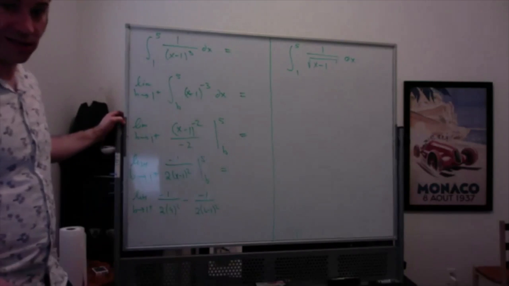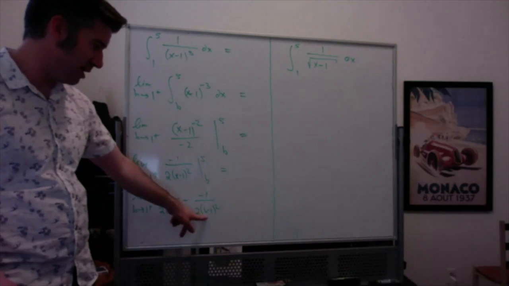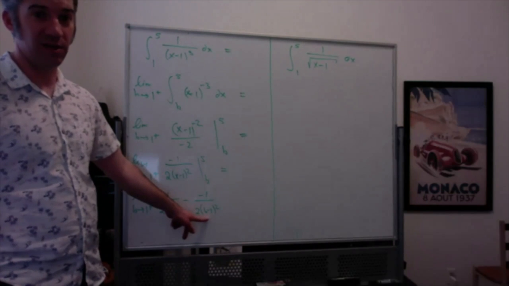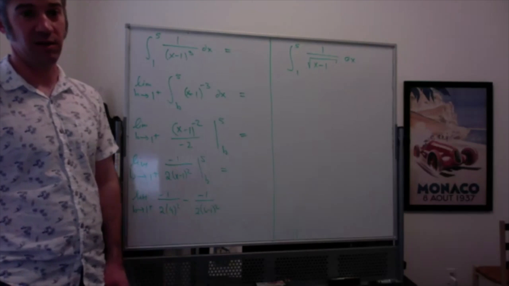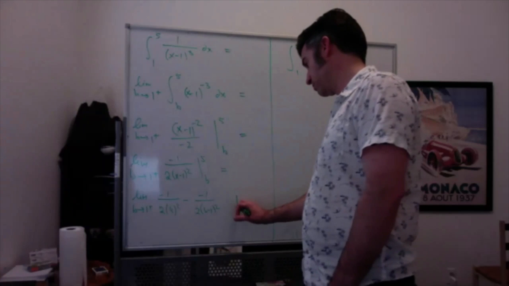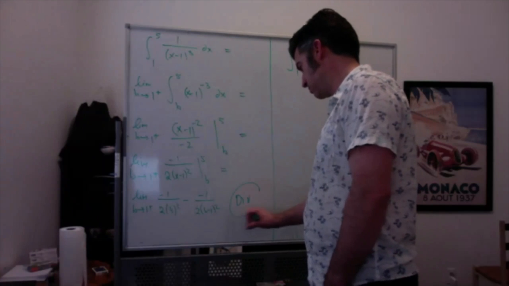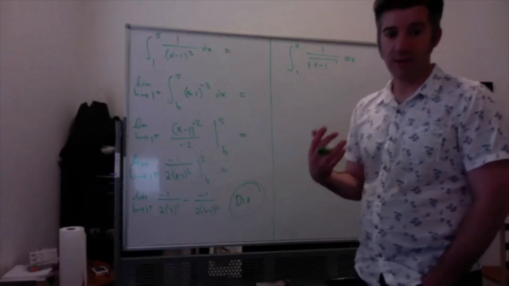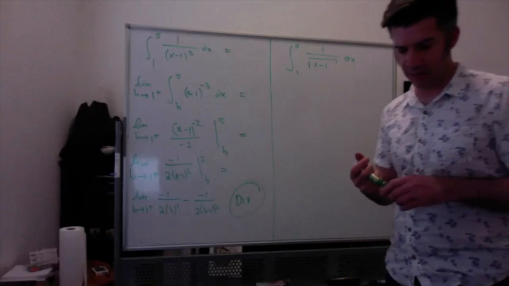And now we can all see that if I plug in 1 for b, b minus 1 is going to be 0, and dividing by 0 is going to be undefined. So this is going to be divergent. And, well, let me do this other problem, and then I'll talk about the intuition here.